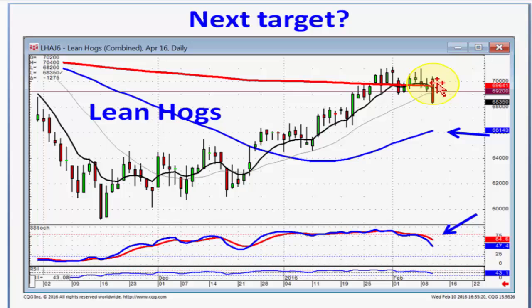We shorted lean hogs yesterday because of the bearish engulfing signal. I don't know what lean hogs are doing right here. I can take a look real quick. Lean hogs are down some more. And where's our next target on this one? Right here at the 50. What's our stochastics telling us? That once they hit the resistance level here at the 200, they're pulling back to the next moving average.